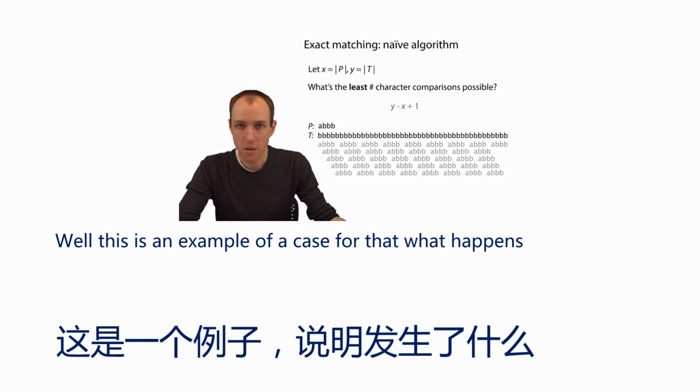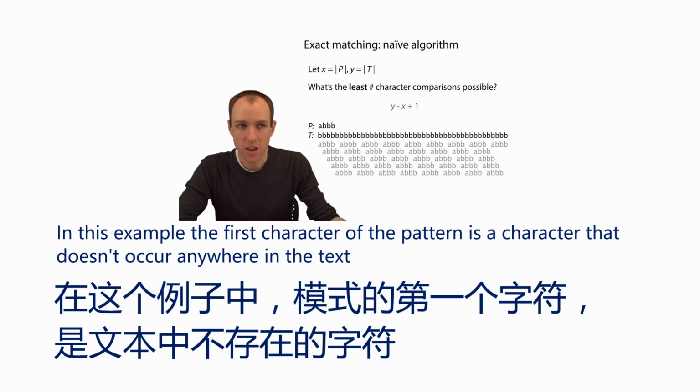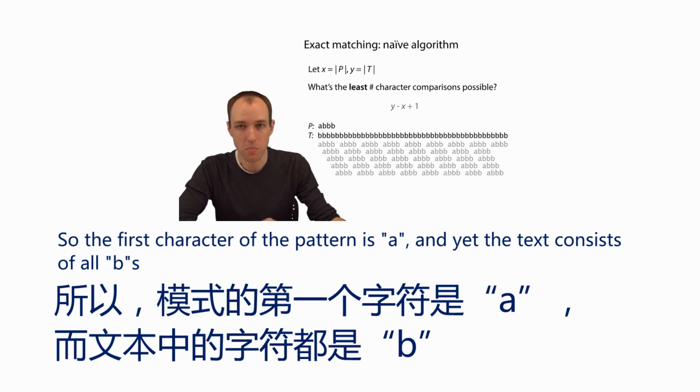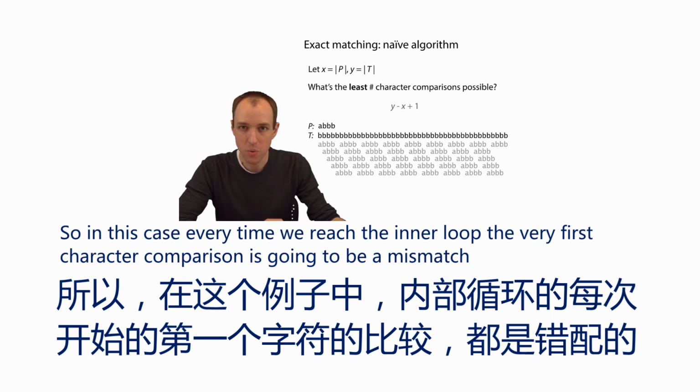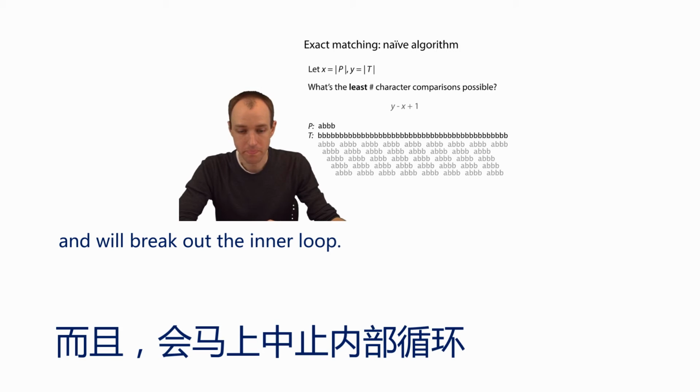If this happens, then we're doing exactly one character comparison per alignment, so the number of character comparisons equals the number of alignments. So when would this happen? In what sort of scenario, for what kind of pattern and text? Well, this is an example. The first character of the pattern is a character that doesn't occur anywhere in the text. The first character of the pattern is A, and yet the text consists of all B's. So every time we reach the inner loop, the very first character comparison is going to be a mismatch, and we'll break out of the inner loop.